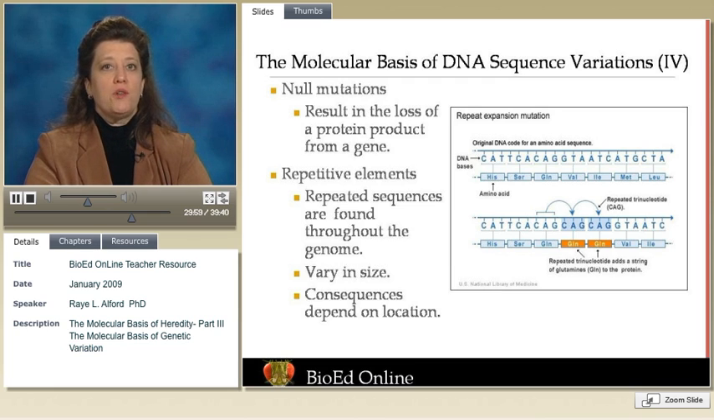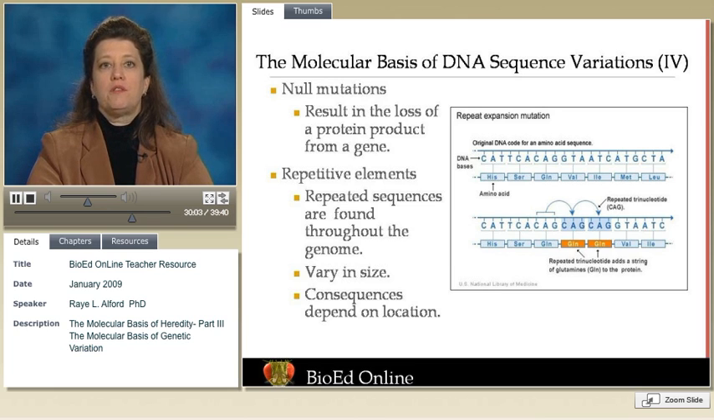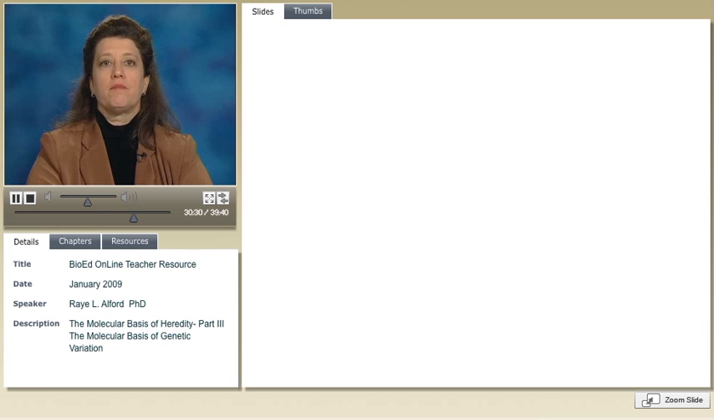The human genome also contains a number of repetitive elements, or tandemly repeated sequences. These repeated sequences are spread throughout the genome and can vary in size from a few dozen base pairs in length to hundreds of base pairs in length. Some repetitive elements occur outside the coding sequences of genes. Others occur within the coding sequences of genes. The consequences of variability in the length of repetitive sequences depends upon their genetic location.